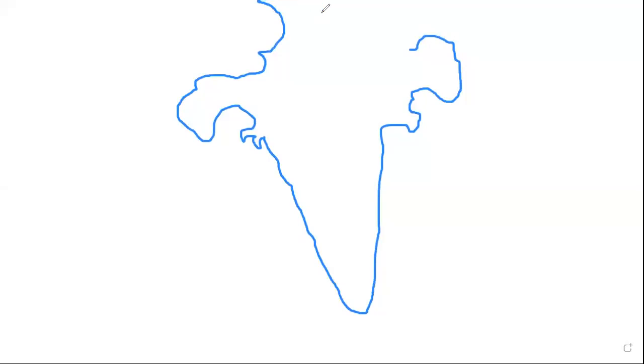Once again. It's very important to learn to draw the map of our country, because the more you draw the map of your country, the more you will be familiar with the direction, with the features of our country.